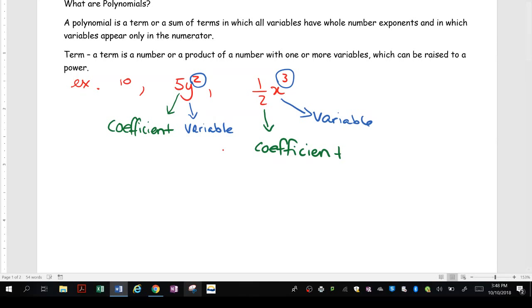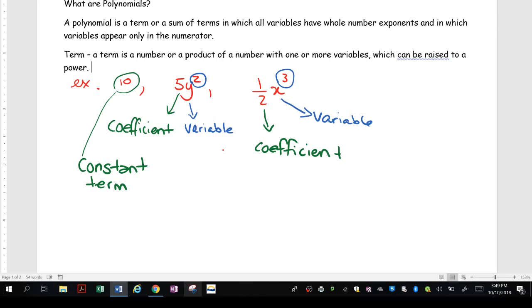Now let's go back to this first term that we created here. This term 10 is a special term because there is no variable attached to it. And we call that a constant term. There's no variable with that. So that is our constant term.